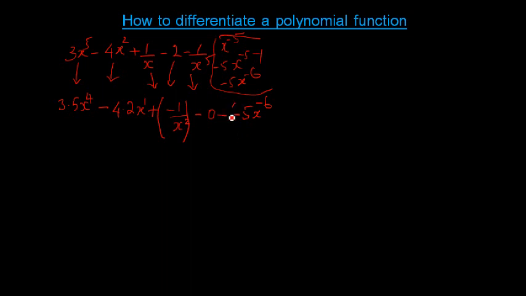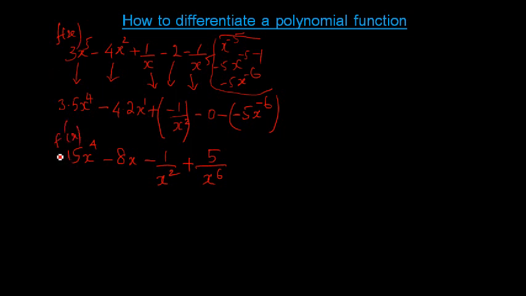Here again it is minus. So the final answer will be 15x to the power of 4 minus 8x, plus minus is minus 1 over x square, and there is no value here, and minus minus is plus 5 over x power 6. x power negative 6 should be written as 1 over x power 6. So this is the derivative, if I have this as f of x and this is f dash of x. This is the derivative of the given polynomial function. It's not difficult to find the derivative of a polynomial function.